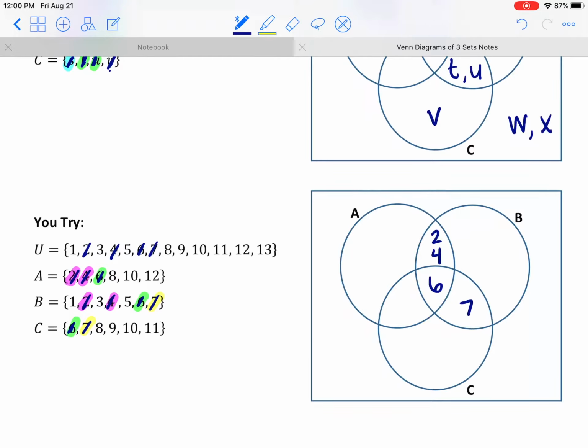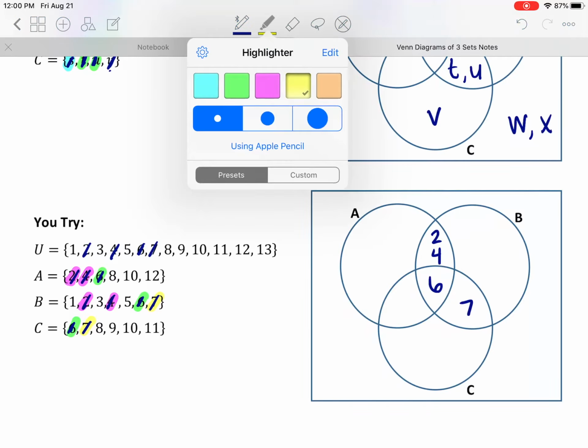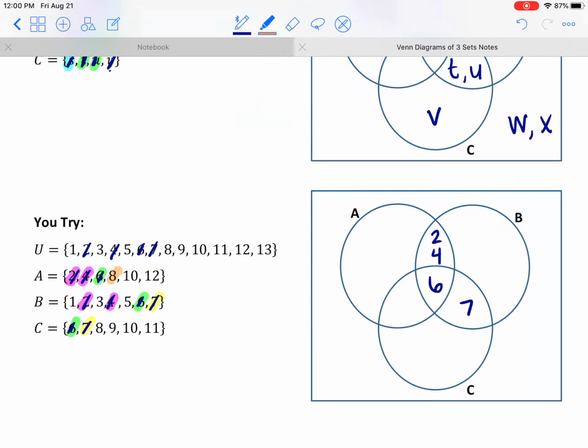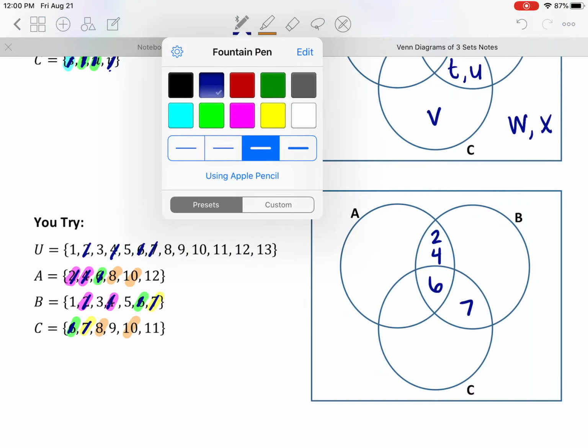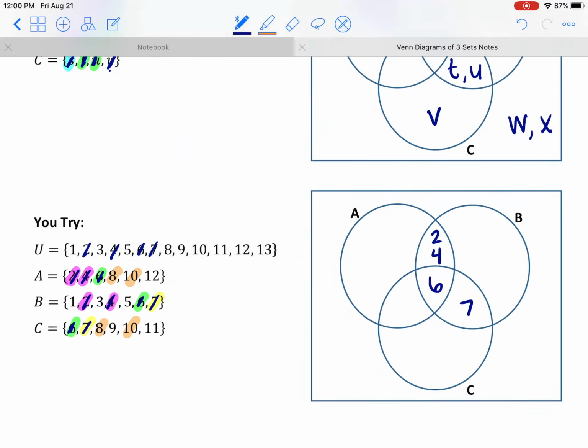And then we need A and C. A and C share 8. A and C share 10, and that's that. So A and C, we're going to put in 8 and 10. And now let's cross 8 and 10 off of all of our lists.